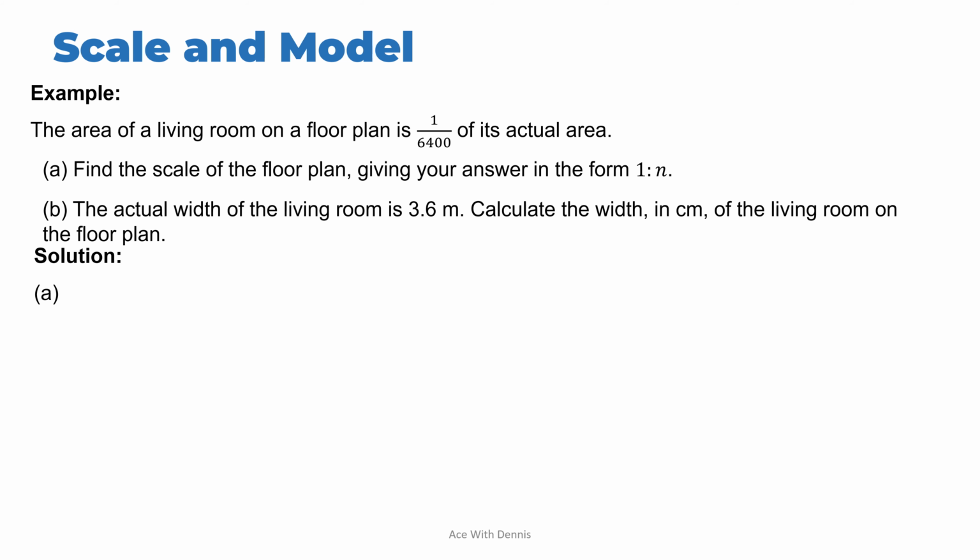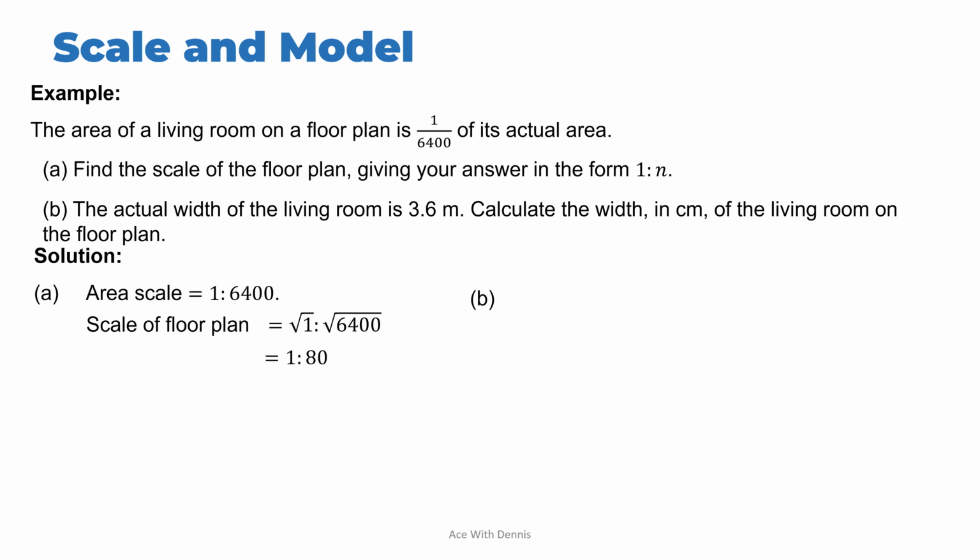Here's the solution. For A, given the area scale is 1 to 6,400. To get the scale of the floor plan, we square root both quantities, which is square root of 1 to square root of 6,400, and we get 1 to 80. So this is the scale of the floor plan.